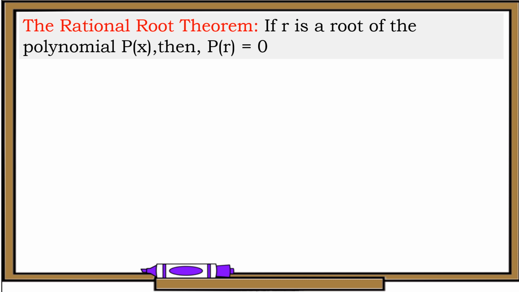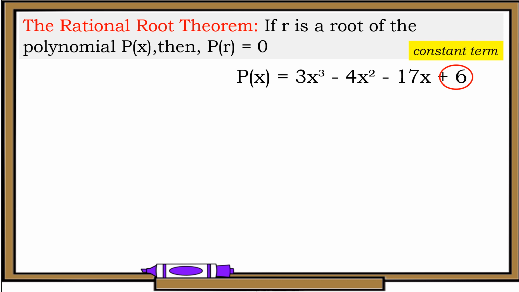But how do we find the possible list of rational roots? The rational root theorem states that if r is a root of the polynomial P(x), then P(r) is equal to 0. The given polynomial here, P(x), is equal to 3x cubed minus 4x squared minus 17x plus 6. Now, positive 6 here is called the constant term, and 3 is the leading coefficient.